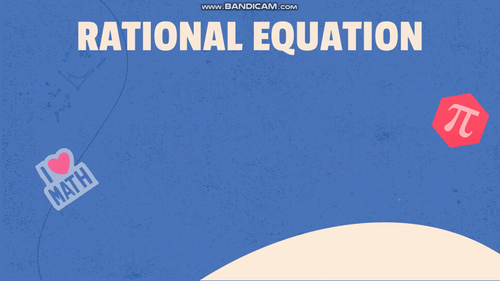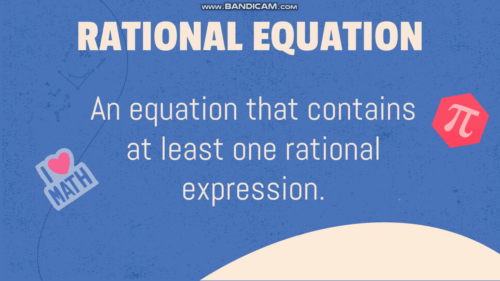Now, how will it become a rational equation? If we equate a rational expression to a certain number or to another rational expression, then we will have a rational equation. A rational equation is an equation that contains at least one rational expression. Again, in a rational equation, there should be at least one rational expression.